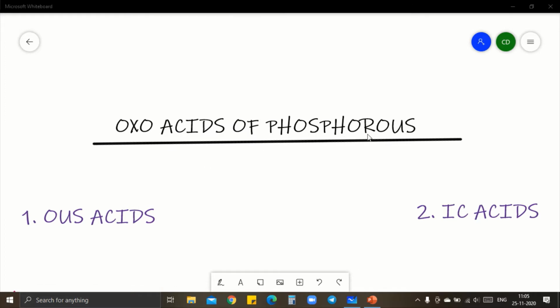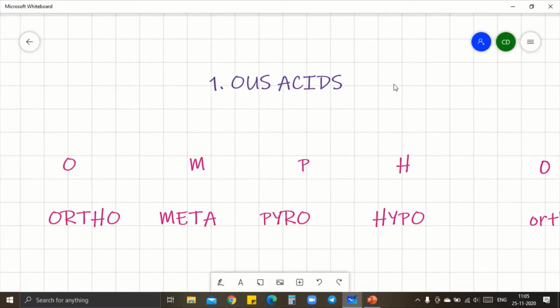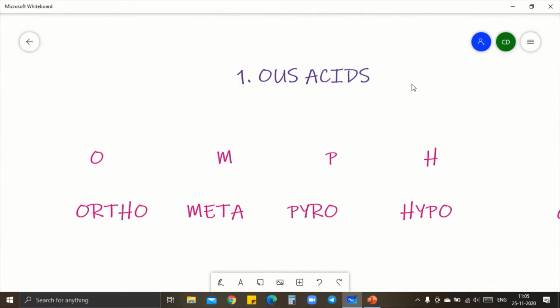Oxoacids of phosphorus. These are simply divided into two categories, -ous acids and -ic acids. It means phosphorus acid and phosphoric acid. So let's first discuss phosphorus acid. These are categorized into four. It's a simple trick, a code to remember.